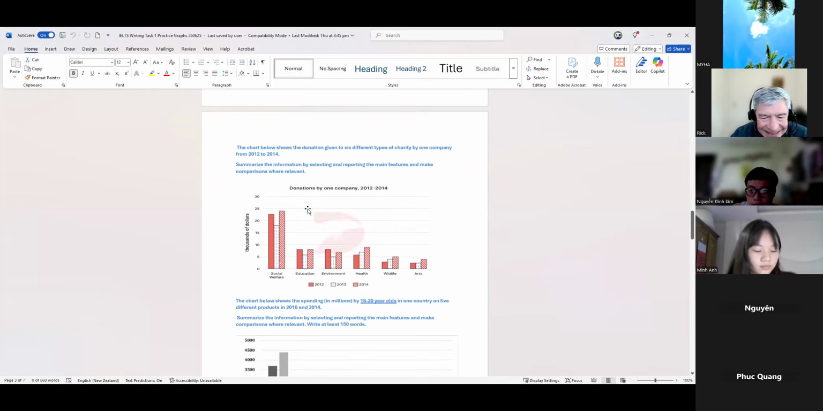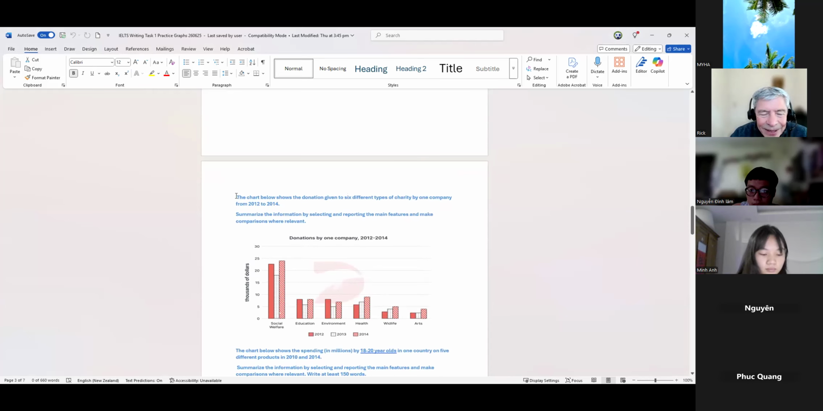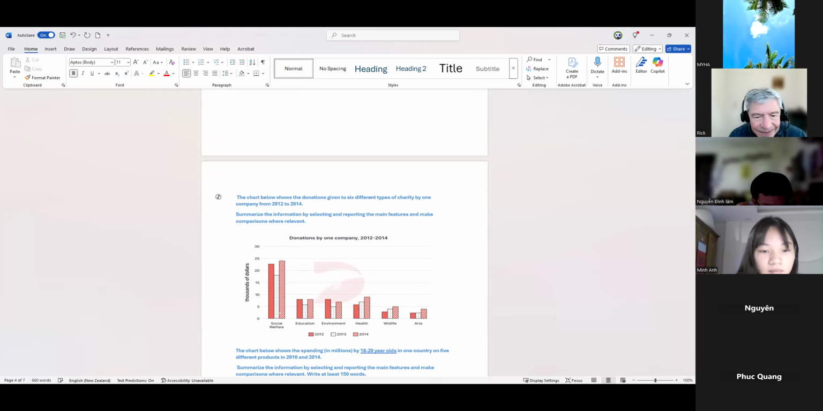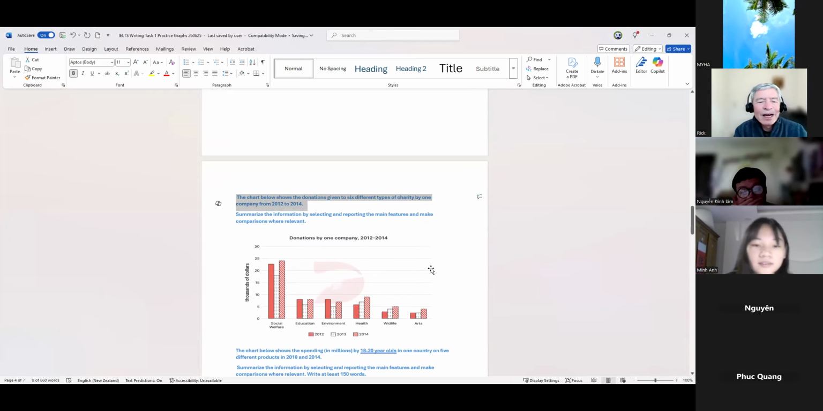All right, see if we can all do this one. And geez, spelling mistake. Ming Ang, can you read the prompt, please? The chart below shows the donation given to 6 different types of charity by one company from 2012 to 2014.